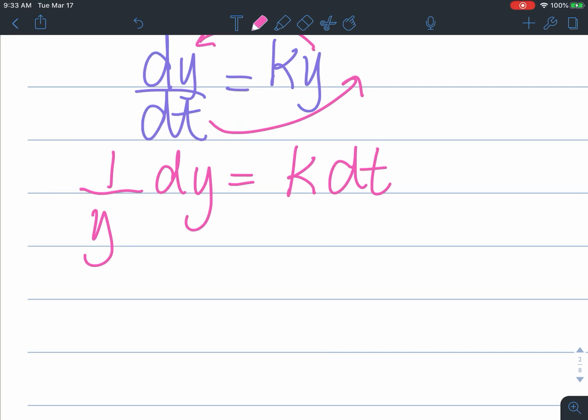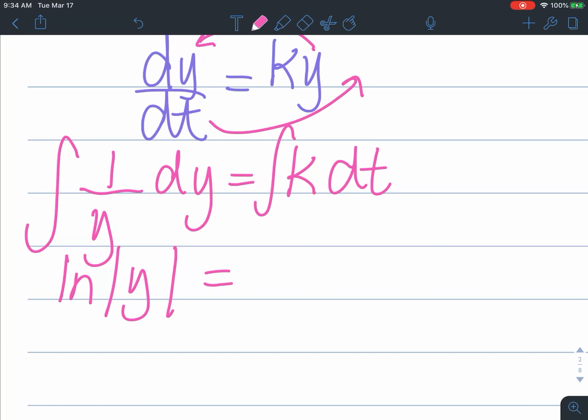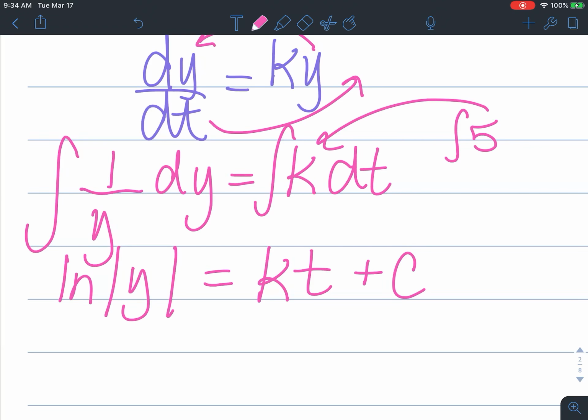So now it's time to integrate. k is the constant, though. So the integral of 1 over y is ln y, and the integral of k with respect to t is kt plus c. Just for a moment, pretend that k is like 5. If we're integrating 5, we would get 5x, because the derivative of 5x is 5. So likewise, this is the same thing. It's just with an unknown constant.